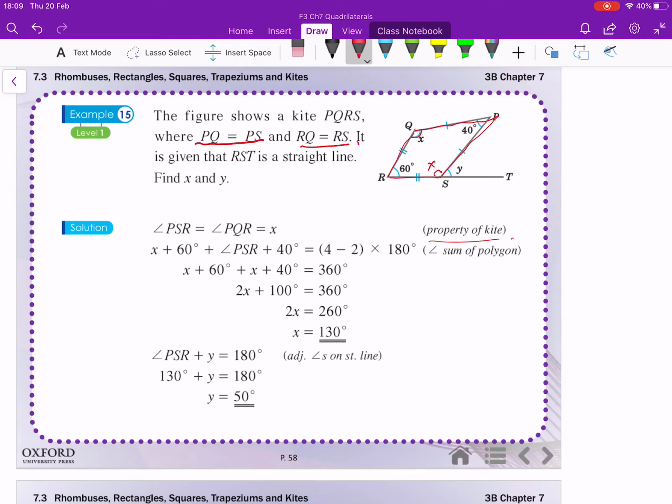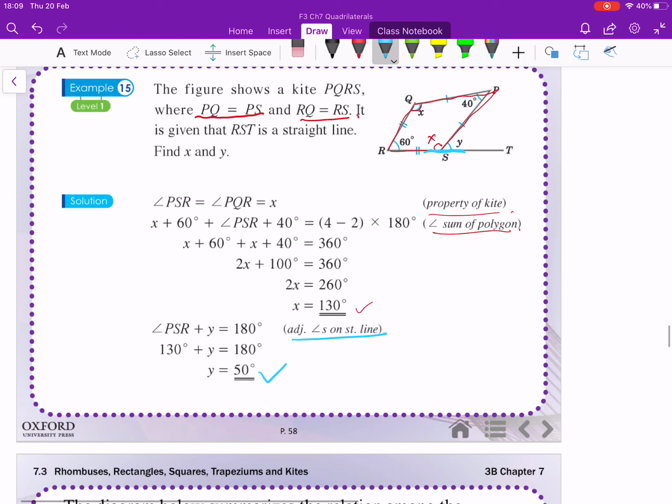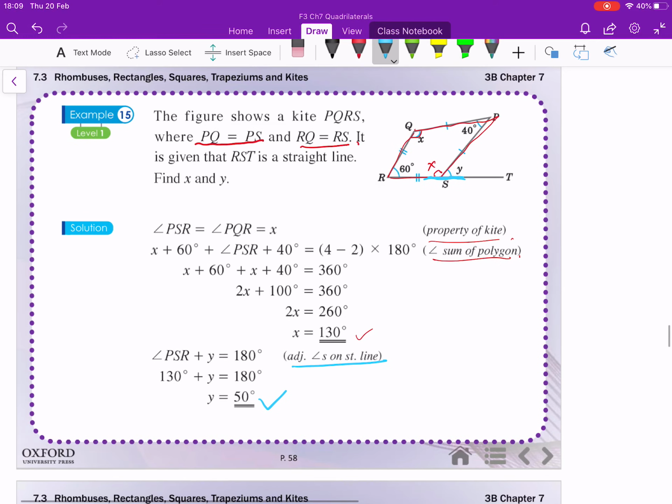And then consider the kite, all the interior angles are known. So we can make use of the angle sum of a polygon to set up an equation and find out the value of x, which is 130 degrees. After finding x, you can see that x and y lie on the same straight line. Just use adjacent angles on a straight line. The sum of them equals 180 to find out the value of y to be 50 degrees. So the problem is solved.